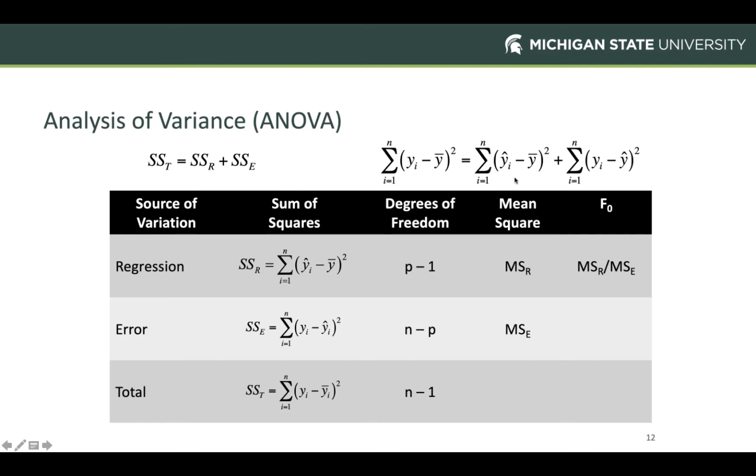So the regression piece is simply measuring the square distance of the predicted value of each observation versus the mean value of the sample. And the error component is the difference between each of those individual data points and what's been predicted by our best fit line. Okay.